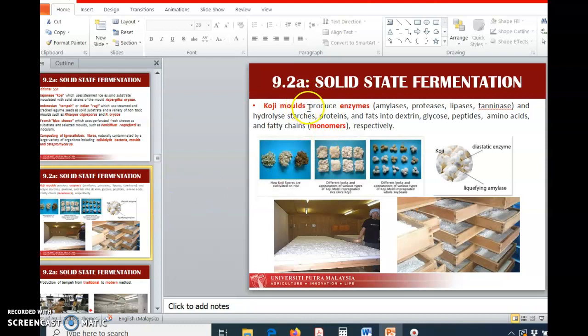Koji molds produce enzyme, for example this kind of enzyme, and hydrolyze starches, protein and fat into different product. So for example if you use koji on the soybean, it will start break down certain carbohydrate and protein and produce a newer one which is probably better in terms of nutritional content. After you mix the starter culture with the substrate, you will put it this way to increase the surface area.